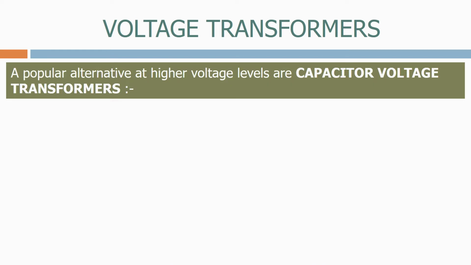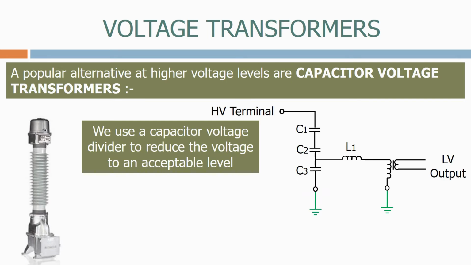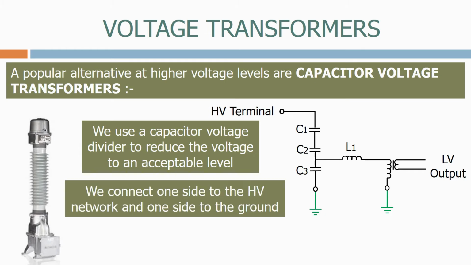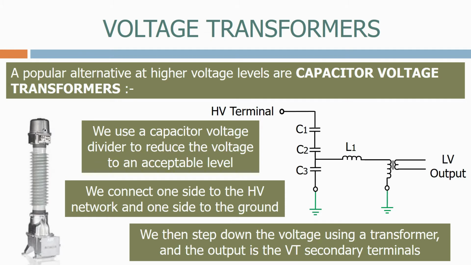A popular alternative at high voltage levels are capacitor voltage transformers. We use a capacitor voltage divider to reduce the voltage to an acceptable level. We connect one side to the HV network and one side to the ground. We then step down the voltage using the transformer, and the output is the VT secondary terminals.